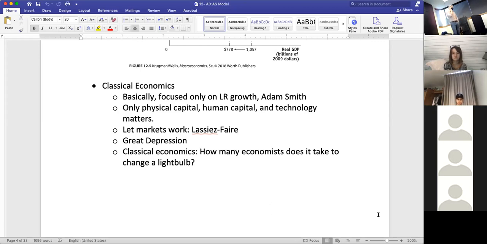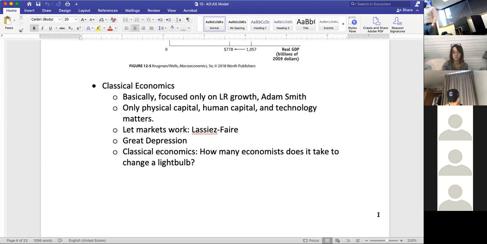However, one of the things that classical economics really struggles with is, if only physical capital and human capital and technology matter, how in the world do we have recessions? How do we have something like the Great Depression, where output fell by 50%? I'll say that again. Output fell by 50% during the Great Depression. Unemployment rose by 25%. How do we explain a 50% fall in output using the classical model?